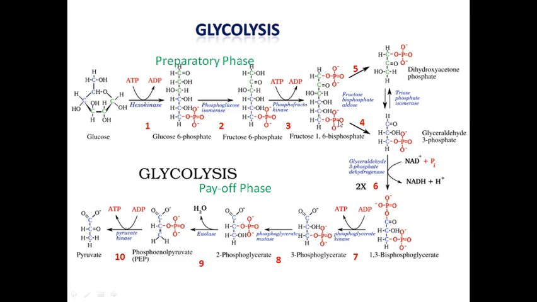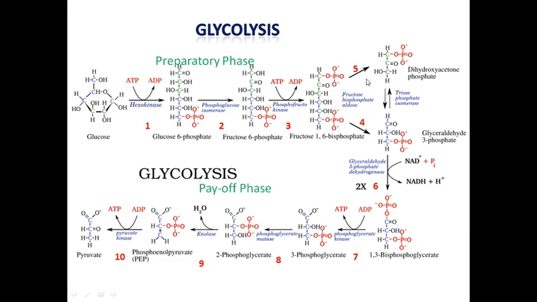It already has a phosphate at the 6th carbon, and the new phosphate released from this ATP gets attached at the 1st carbon. Now it becomes fructose 1,6 bisphosphate. Here you can see it has 2 phosphates which have come from the ATPs.